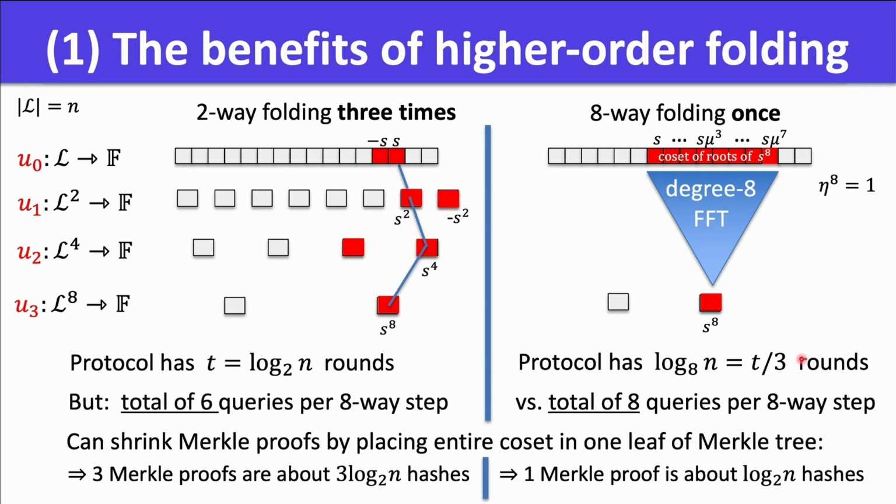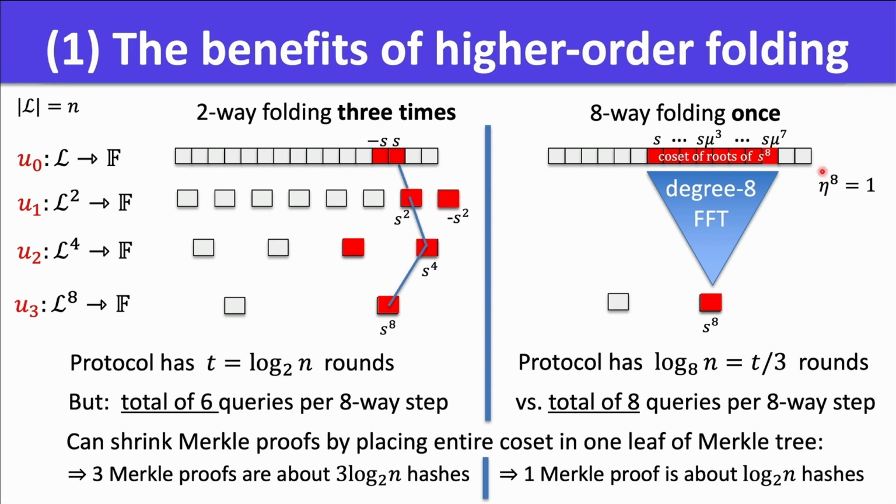First of all, the prover has to commit to 1/3 as many oracles. And second of all, for every spot check, the prover has to provide only 1 Merkle proof, whereas in the original FRI protocol, the prover would have had to provide 3 Merkle proofs. So this is why higher order foldings make the protocol more efficient.